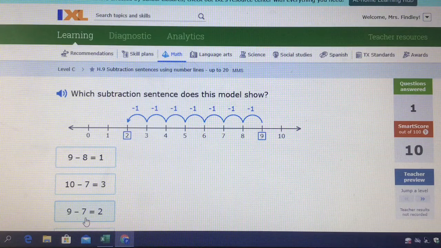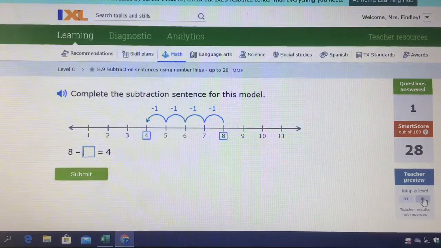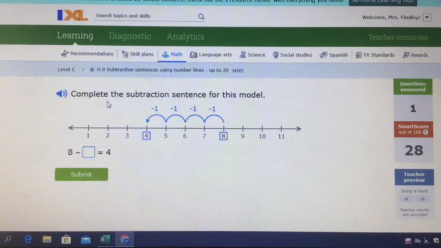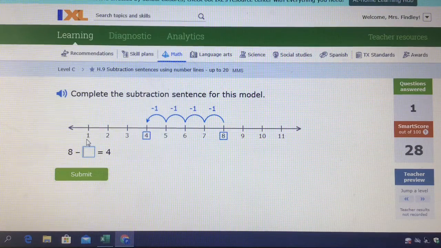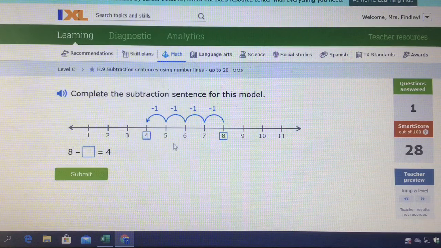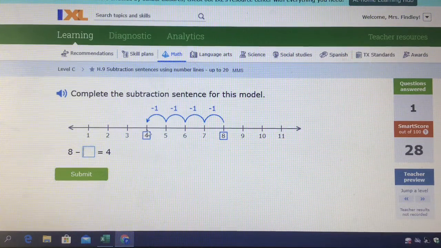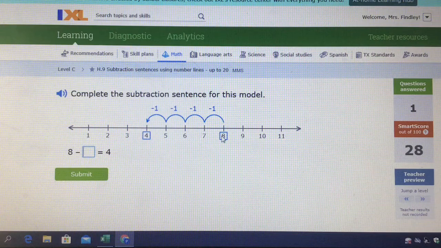I'm going to jump up a level to see how they increase in difficulty so you can see. This one says complete the subtraction sentence for this model. So this time, instead of finding the right math problem, we have to finish the math problem. This math problem says 8 minus something equals 4. We know that we're ending at 4, that's our answer, and we're starting at 8. That's what they have already. But we need to figure out how many they took away to land at 4.